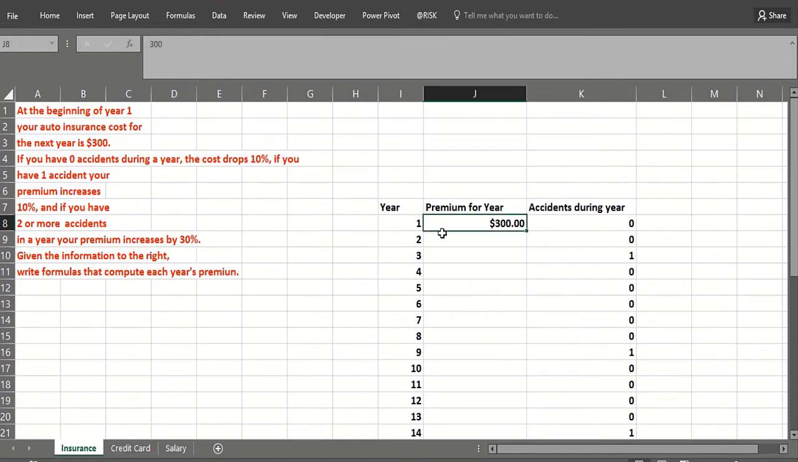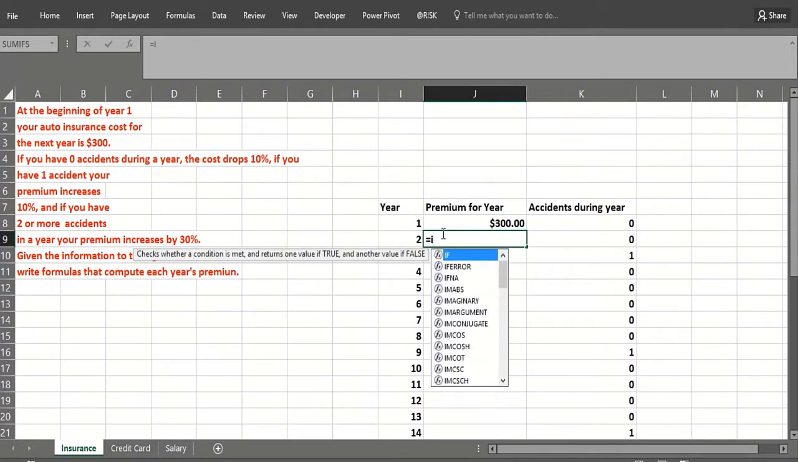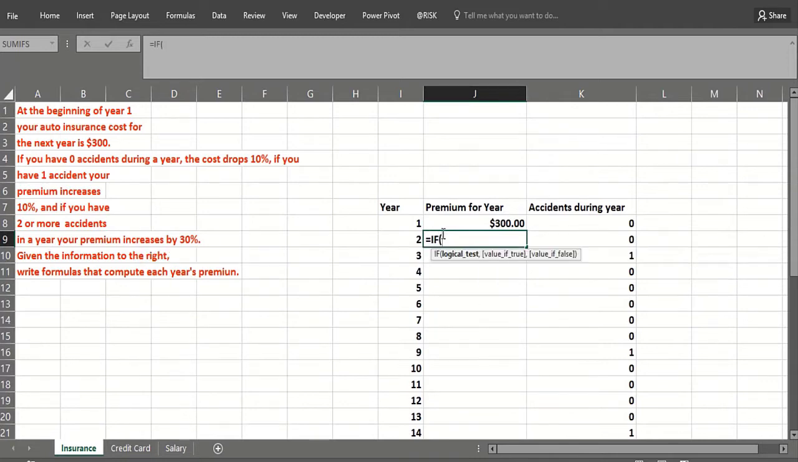So we have year 1 is $300. So we'd simply do an if statement. If the previous year had no accidents, equals 0, then we would take 0.9 times last year's premium, since with no accidents we should lower the premium. If we had 1 accident last year, pointing to the previous year, then I would take 1.1 times the premium. Otherwise, I would take 1.3 times the premium the previous year.